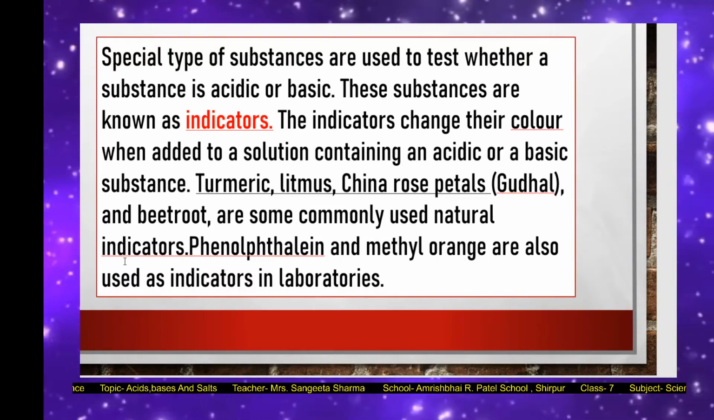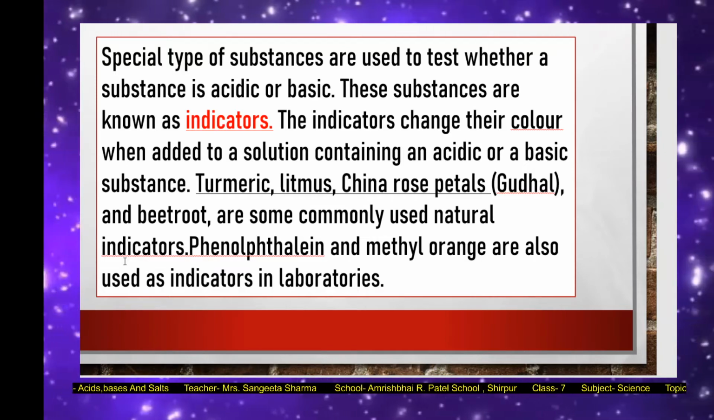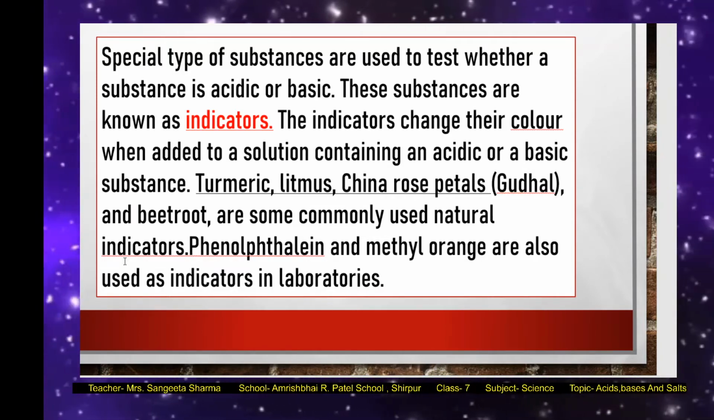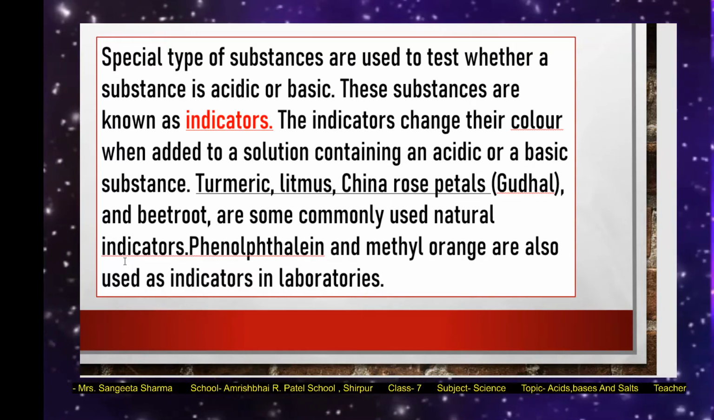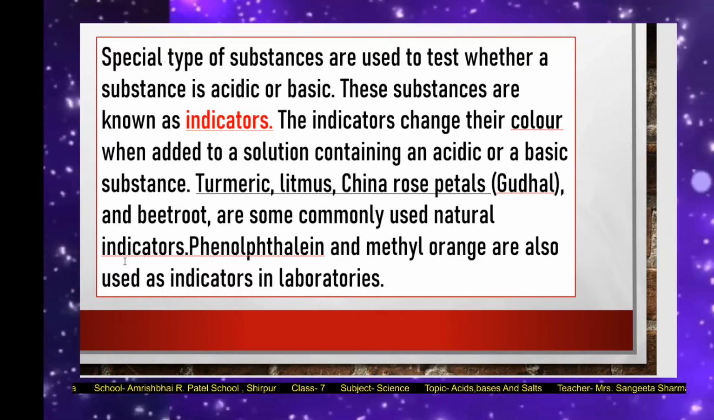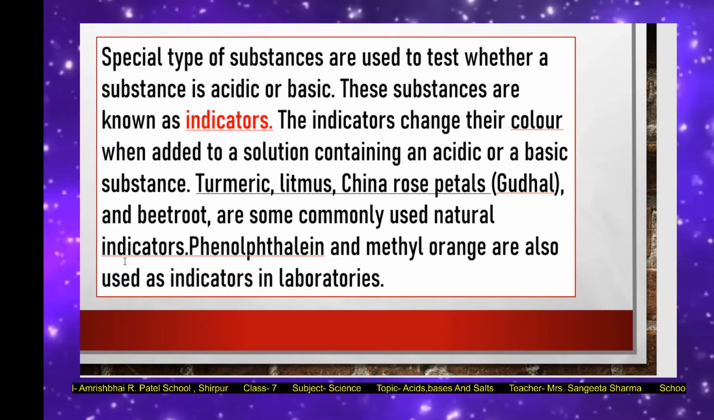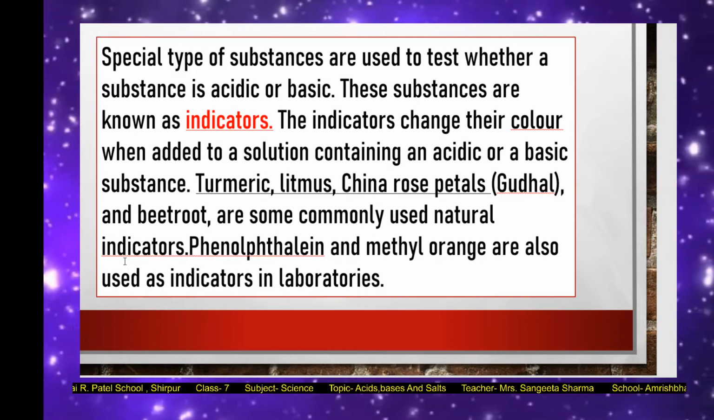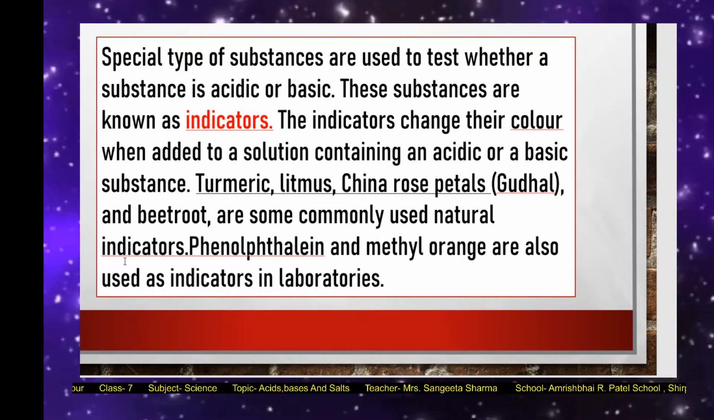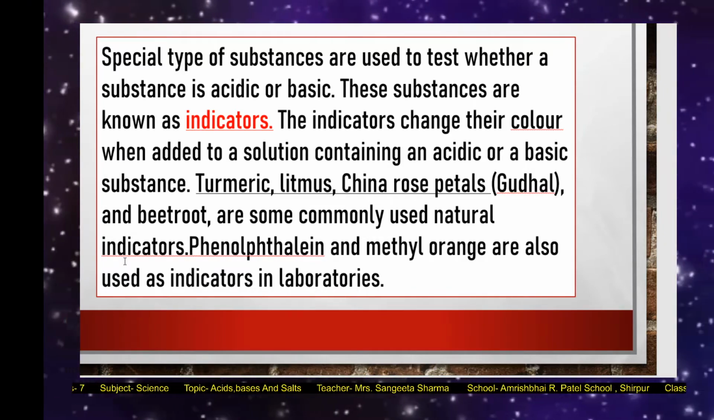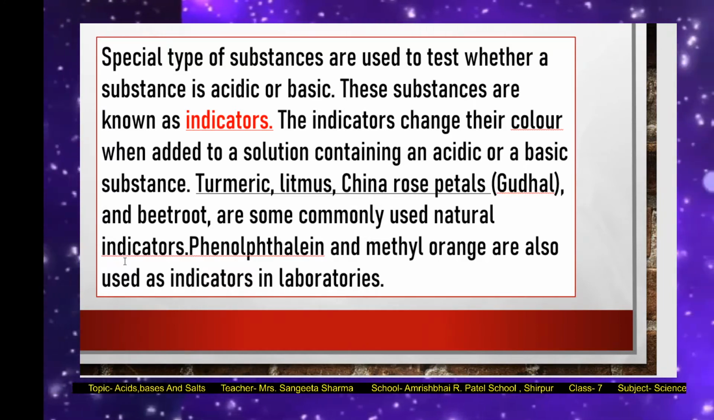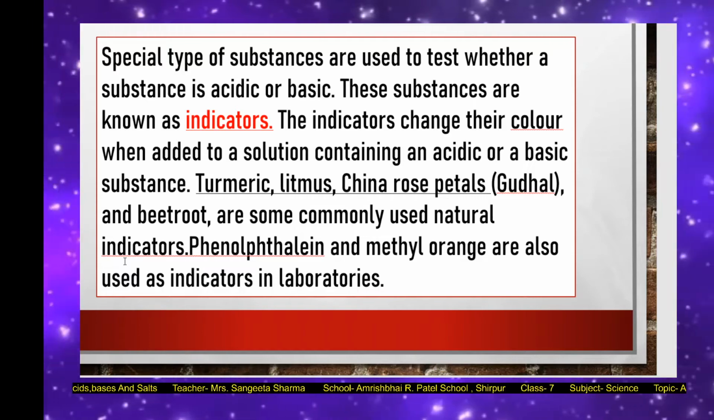Now, how many indicators do we have? We have turmeric, litmus, China rose petals, beetroot. These are common examples that we use as indicators, and these are natural indicators. And some chemicals we use as indicators in our laboratory are phenolphthalein and methyl orange. Phenolphthalein is a white powder from which we make a solution, and we use it basically in titration. When it is mixed with a base, it makes the solution pink.